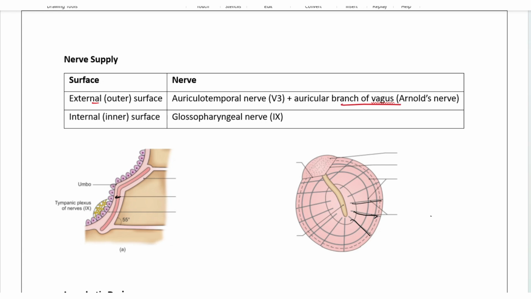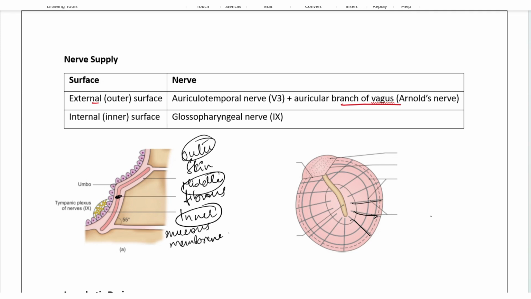Again, here we'll draw two small diagrams stating the layers of the membrane. This is the outer layer, that is the skin. This is the middle layer, which is fibrous. This is the inner layer, which is lined by mucous membrane. So we have outer, middle and inner.